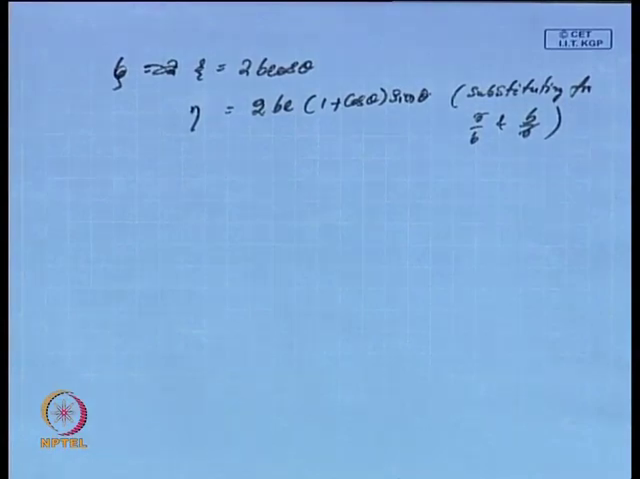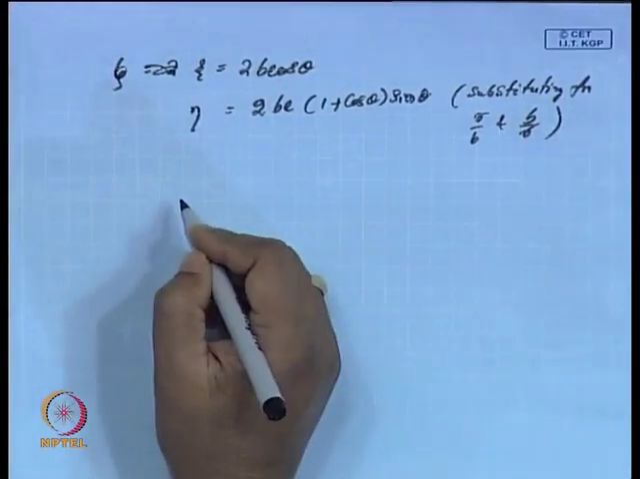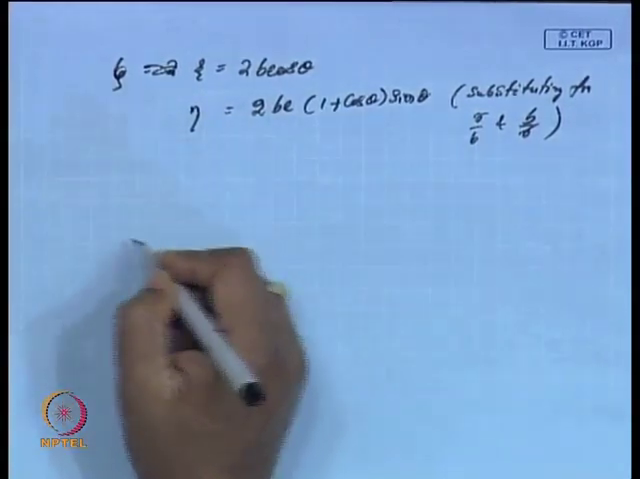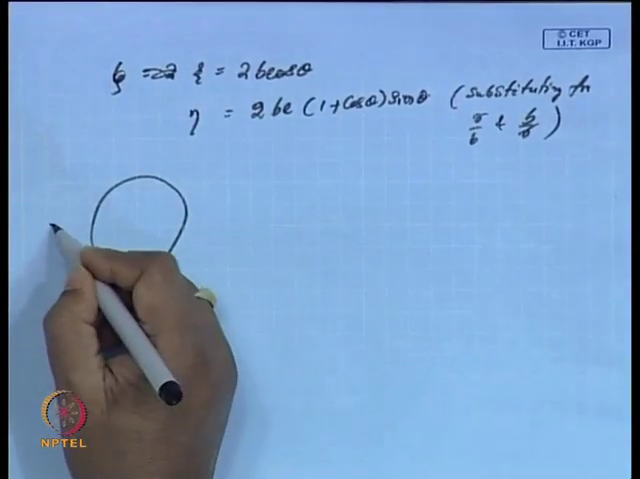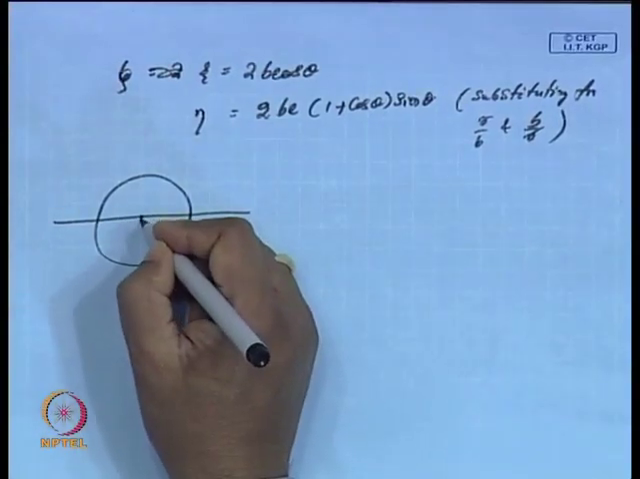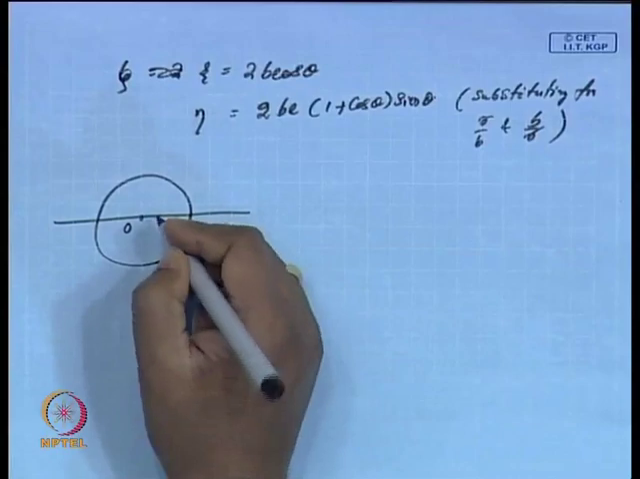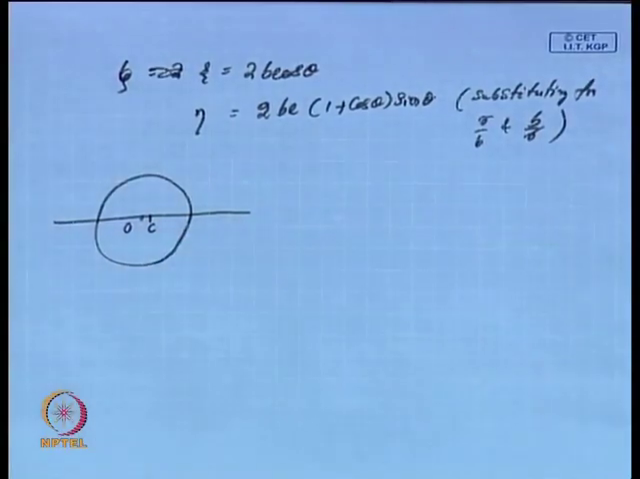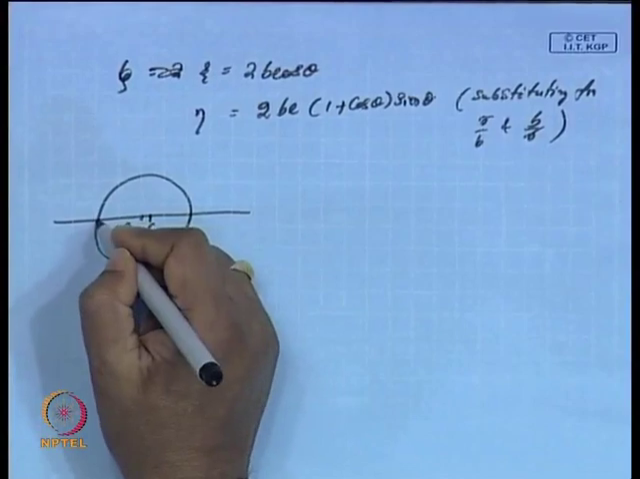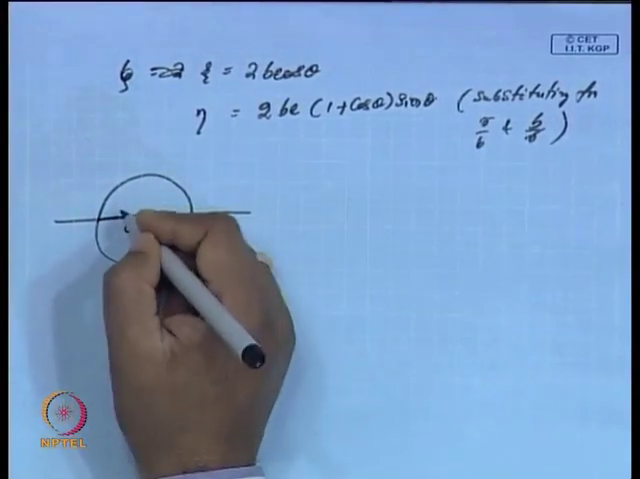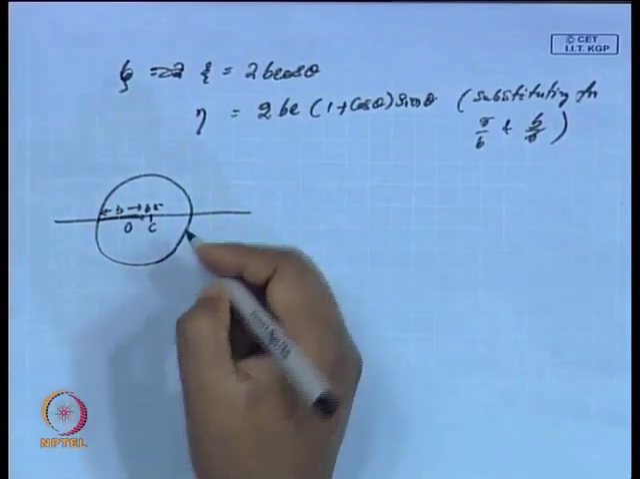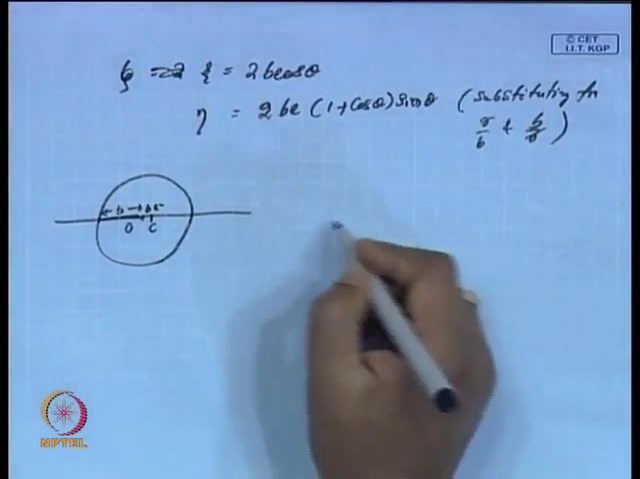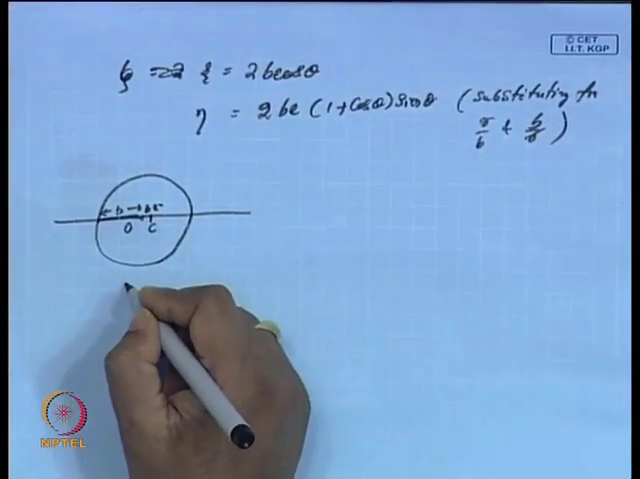So, now what is happening here? Initially we have a circle, and here the center of the circle is different from the origin, there is a horizontal shift, and this distance was b, and this distance was b e, and this is what we have in the z plane.